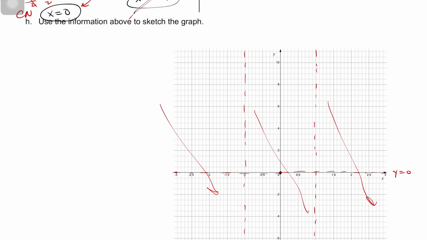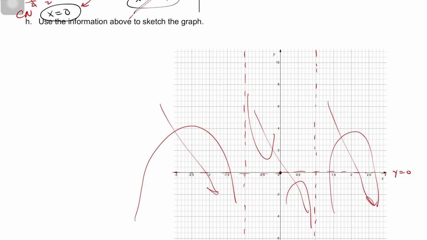And then we know that we have concavity, right? Concave down on the left side of -1. So we have concave down somewhere in here, concave up somewhere in this area, concave down in this area, and concave down in this area. So we need to figure out how this is going to look, right?